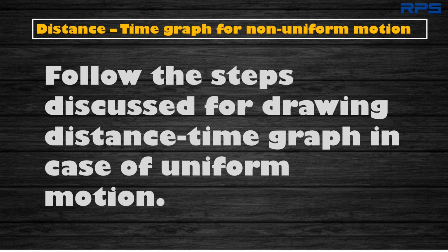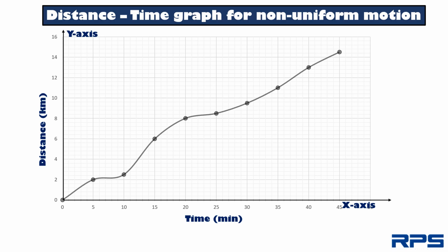After following the required steps, you will be able to plot a distance-time graph for an object having non-uniform motion. After observing the graph carefully, you will notice that the motion is non-uniform and so the graph will not be a straight line. Distance-time graph for an object moving with non-uniform speed is a curved line or a zigzag line.